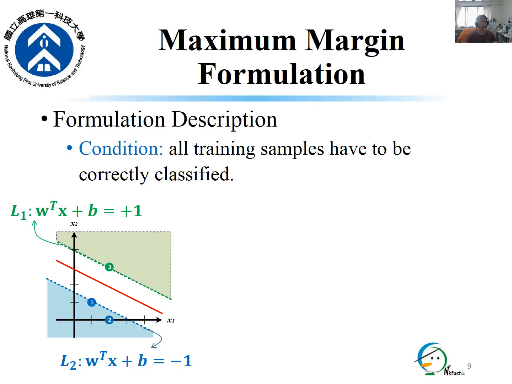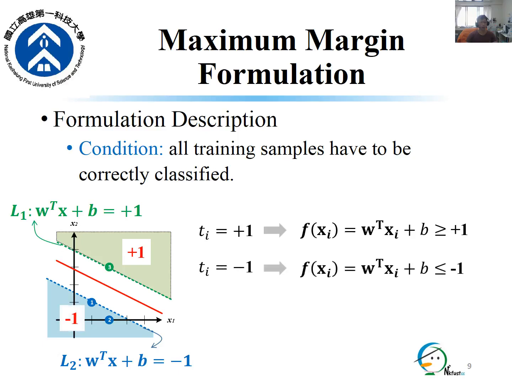The condition that the optimal hyperplane must meet is that all training samples must be correctly classified. For all plus 1 training samples, they have to satisfy this equation. But for minus 1 training samples, they have to satisfy this equation. These two kinds of conditions can be put together as Ti times W transpose times Si plus B is greater or equal to plus 1. By moving 1 from the right to the left-hand side, we have the conditions for all training samples as these equations.